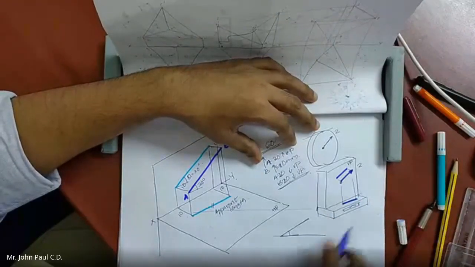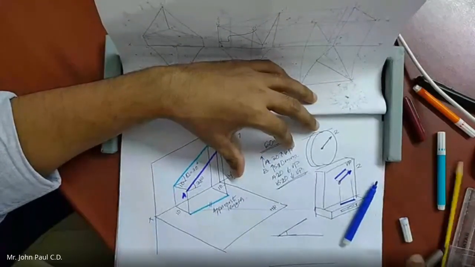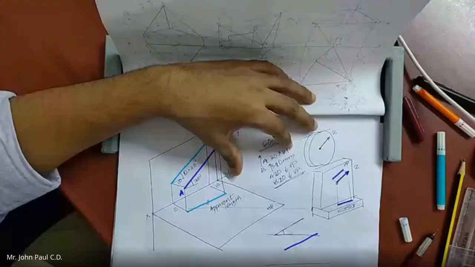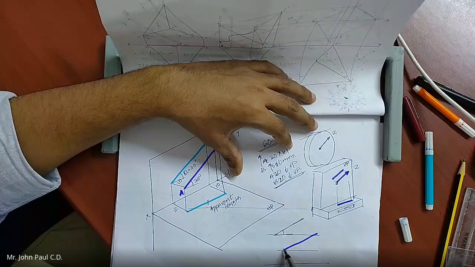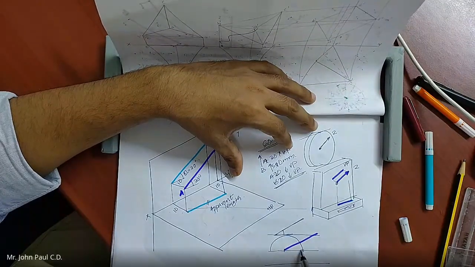Don't you know how to measure an angle? I don't need to teach that. If this was the line, you should draw a reference line here and keep the protractor in such a way that this will be the center line and count it from here. So this is the angle.